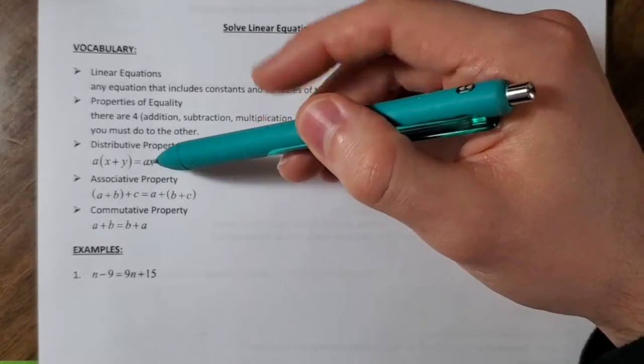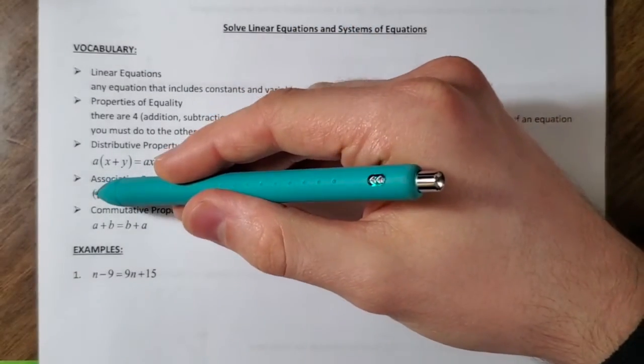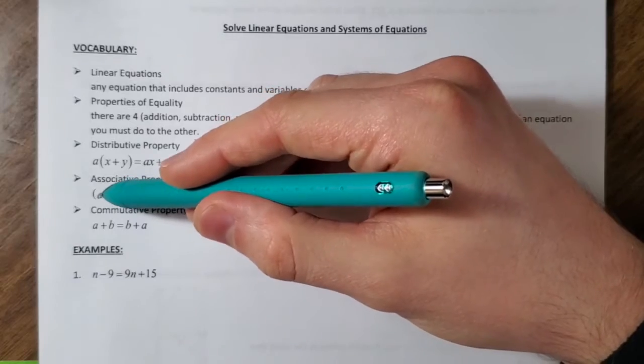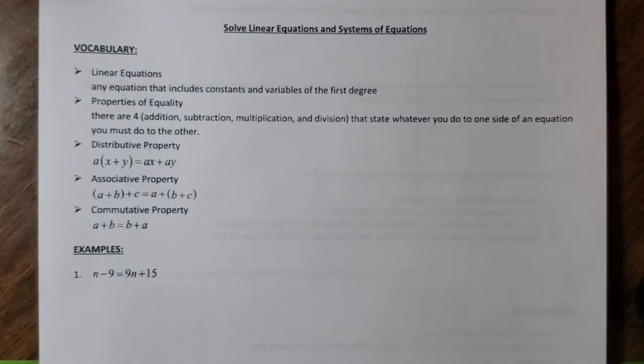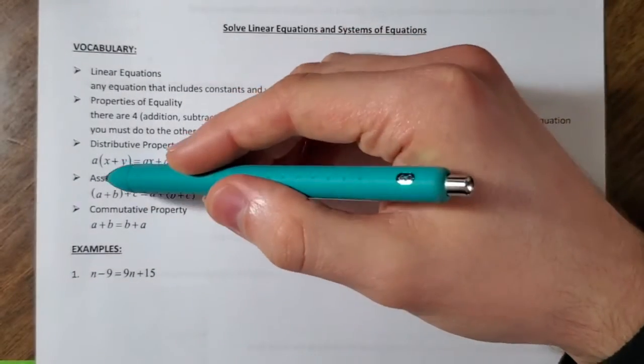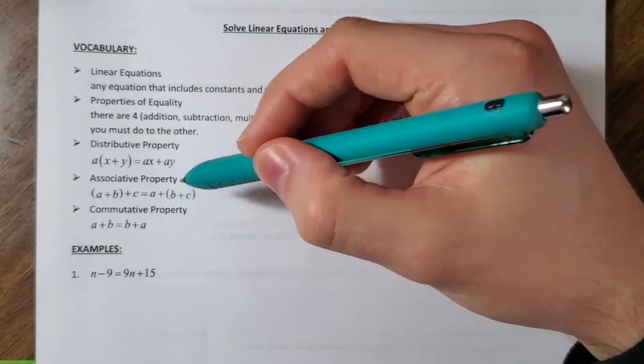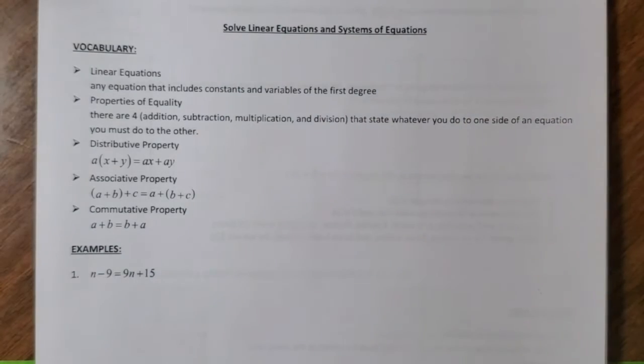Then we have the associative property of addition here, which when we have three terms being added together, we can associate them in different groupings. We're still going to get the same sum on either side, no matter if we group a and b first or b and c first. It works out the same.